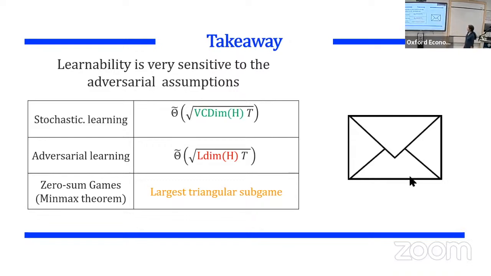The takeaway here is that in general, learnability is very sensitive to the actual adversarial assumption. Adversarial learning and zero-sum games look so similar, but they're still a tiny bit different. And obviously there was a big difference here.